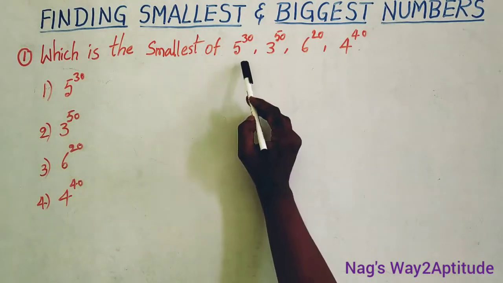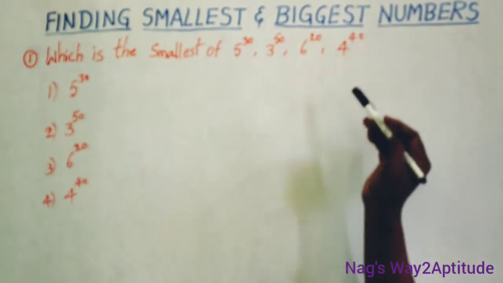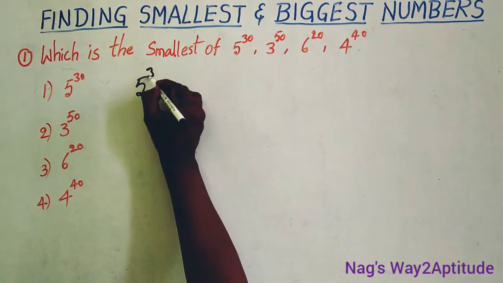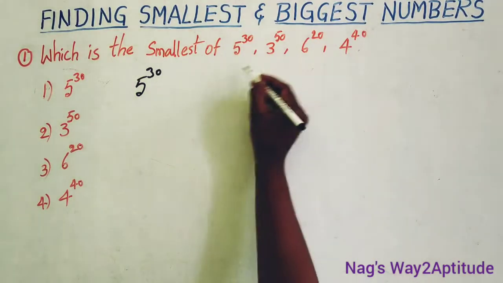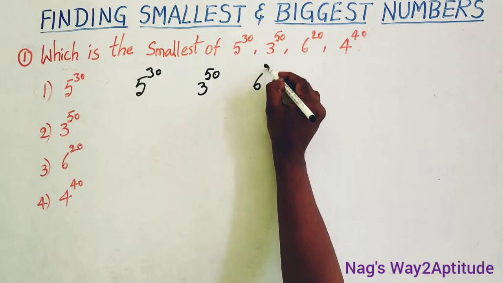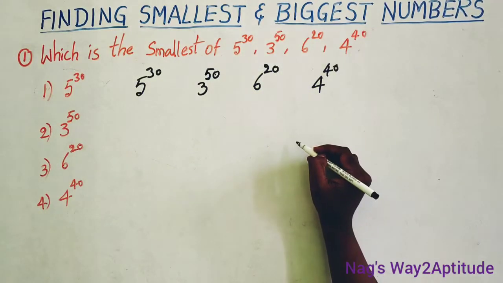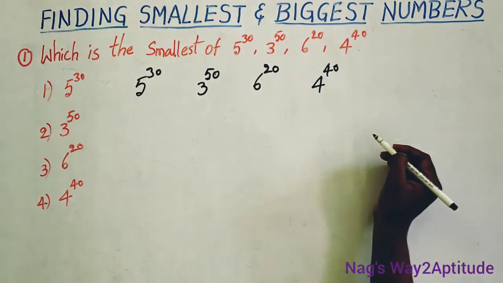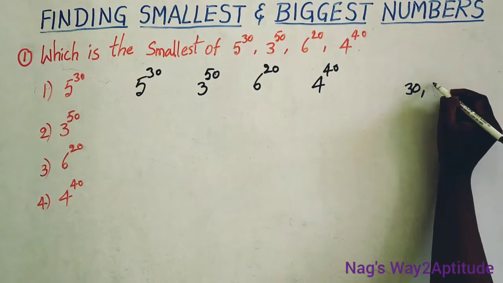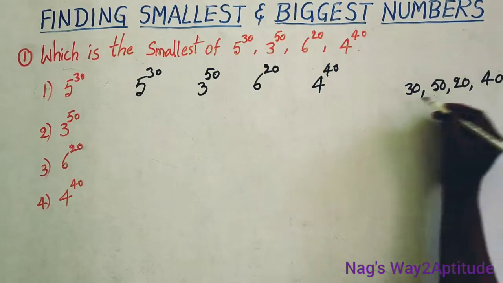Which is the smallest of 5 power 30, 3 power 50, 6 power 20 and 4 power 40? So the given numbers are 5 power 30, 3 power 50, 6 power 20 and 4 power 40. So just like in the previous problems, simply find the HCF of the powers. So 30, 50, 20 and 40.